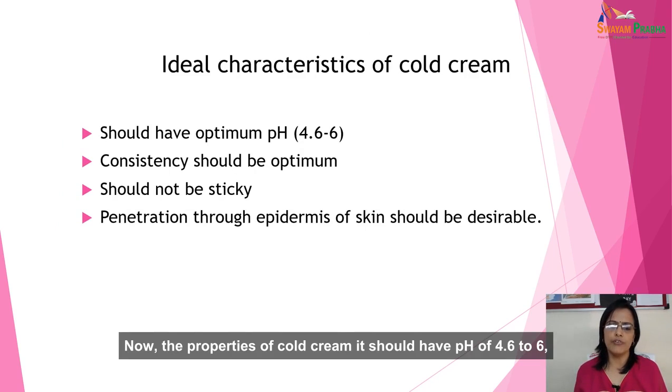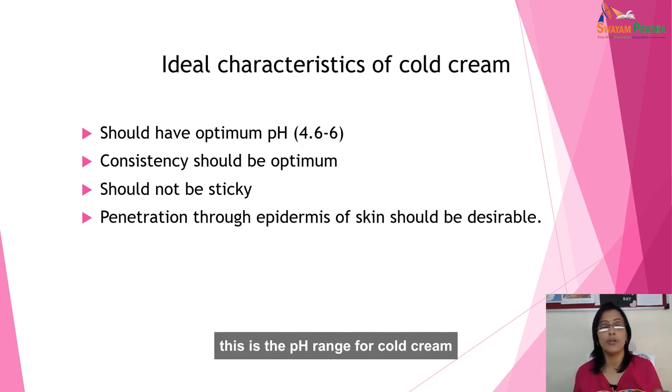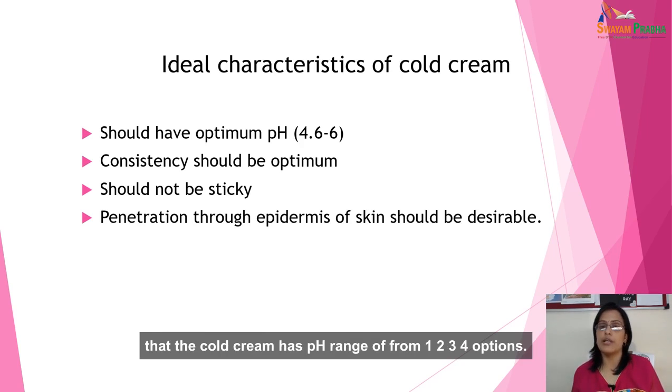Some of the properties of cold cream: it should have a pH of 4.6 to 6. This is the pH range for cold cream. It may be asked in the examination that the cold cream has a pH range of, with 4 options. So you'll be given 4 options. You have to choose one.